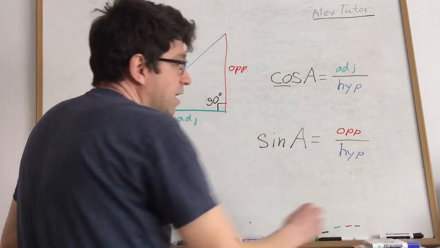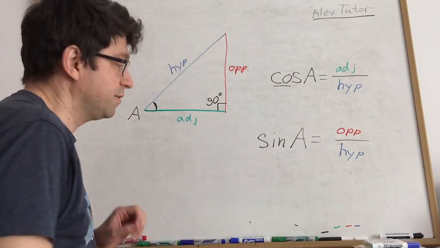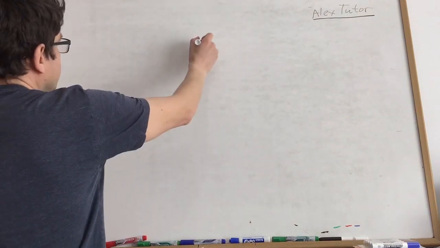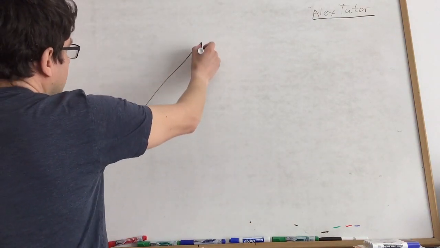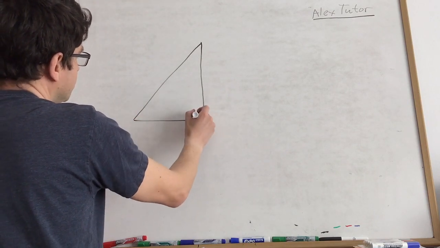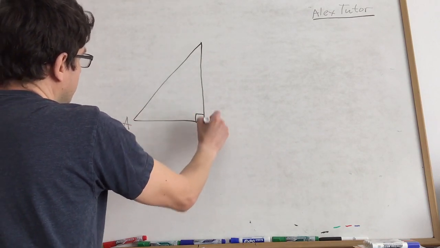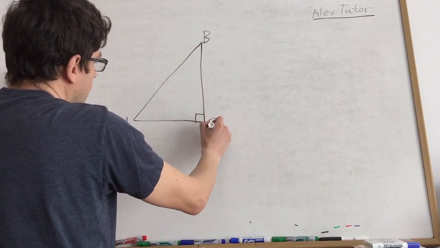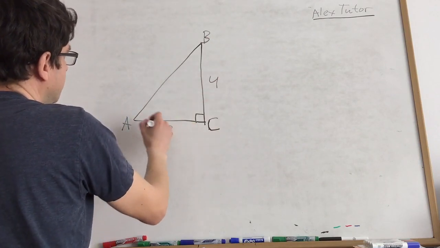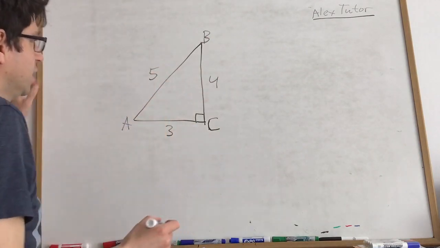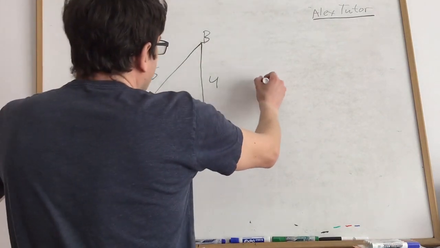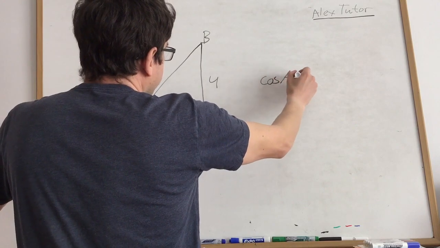So now let us consider real life examples with cosines and sines. Okay, so here we go. Let me draw an easy triangle for us. Let's suppose this is triangle ABC. Now let's suppose BC equals 4, AC equals 3, and AB equals 5. Okay, so what is the cosine of angle A?